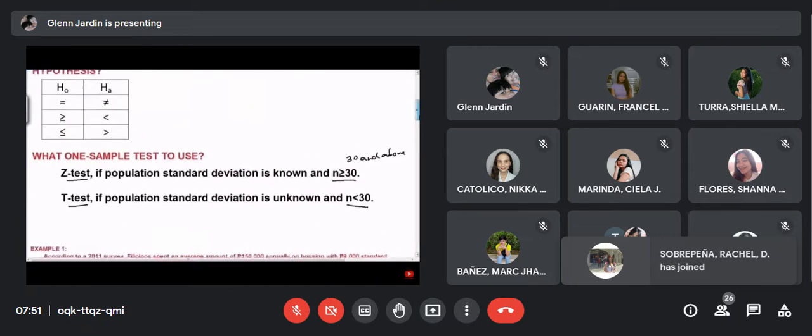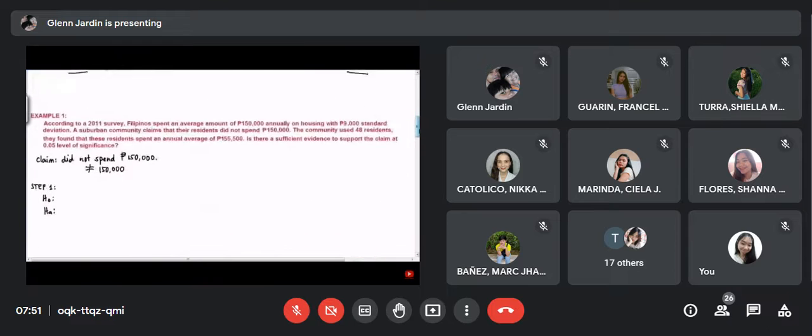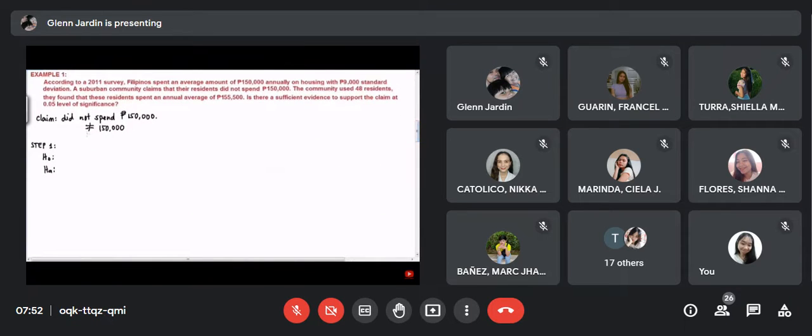Okay? So, babalikan natin yung table. Ayan. So, nandito yung mga walang equal na sign sa Ha. Nandito naman sa H0 yung mga may equal na sign. So, in this case, ang claim natin ay not equal to 150,000. So, mapupunta siya dito sa Ha. So, ang magiging Ha natin ay population mean or mu is not equal to 150,000. So, palagi nyong uunahin kung nasan yung claim. So, nandito yung claim, nasa Ha.